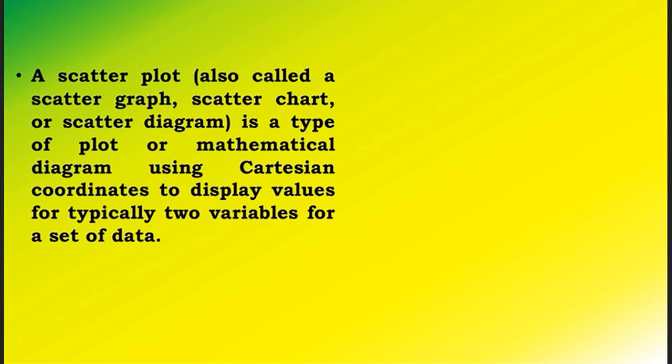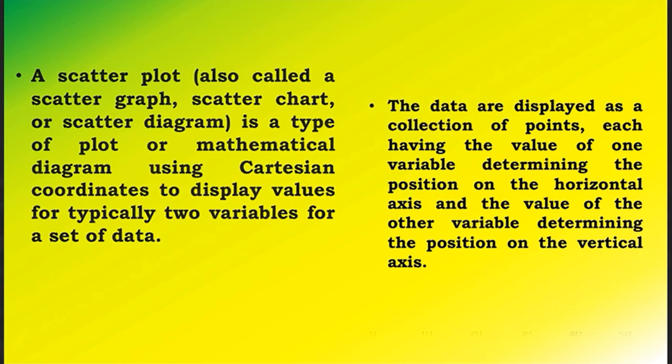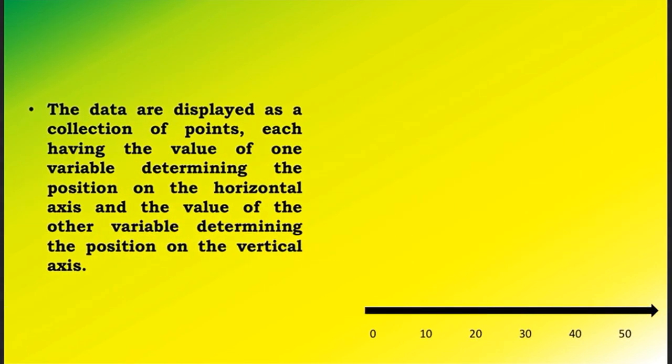A scatter plot, also called a scatter graph, scatter chart or scatter diagram, is a type of plot or mathematical diagram using Cartesian coordinates to display values for typically two variables for a set of data. The data are displayed as a collection of points, each having the value of one variable determining the position on the horizontal axis and the value of the other variable determining the position on the vertical axis.